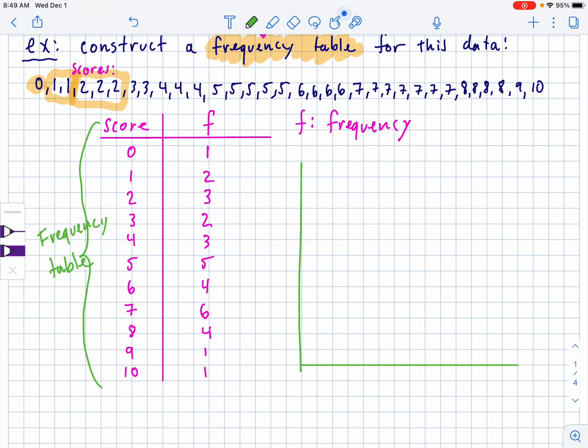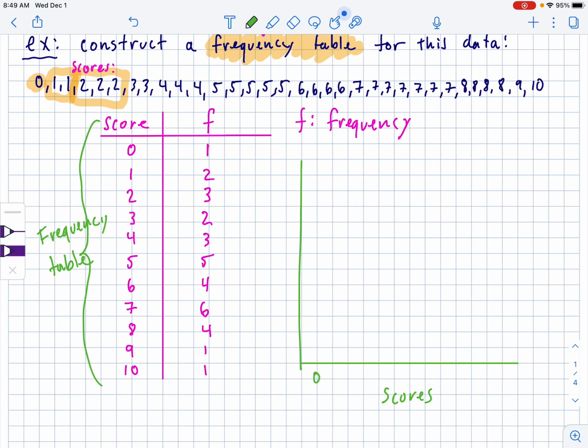So a bar chart, you guys have probably seen these with data presentations. You would put your scores along the bottom. So we go from 0 to 10, so that's 0, 1, 2, 3, 4, 5, 6, 7, 8, 9, 10. And then on the side, you would put your frequency. The tallest frequency in my table, the biggest number here, I think is 6. So I don't need to get above 6. So we'll go 1, 2, 3, 4, 5, 6.